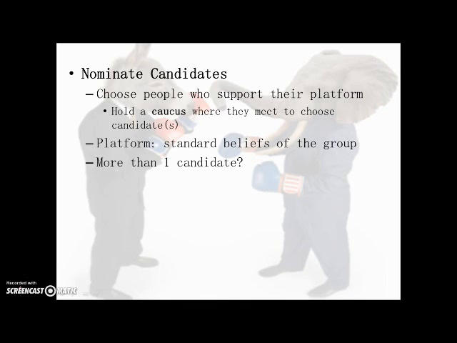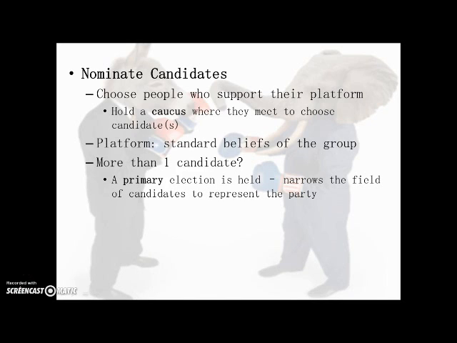What happens if there's more than one candidate for office, which we're seeing for the 2016 presidential election? The field is getting deeper on both the Republican and the Democrat side. If that is the case, oftentimes a primary will be held. A primary election narrows the field of candidates to represent the party. So sometimes the primary takes place with the general public, other times it's just people who are registered to vote for that political party, and that varies based on each state.